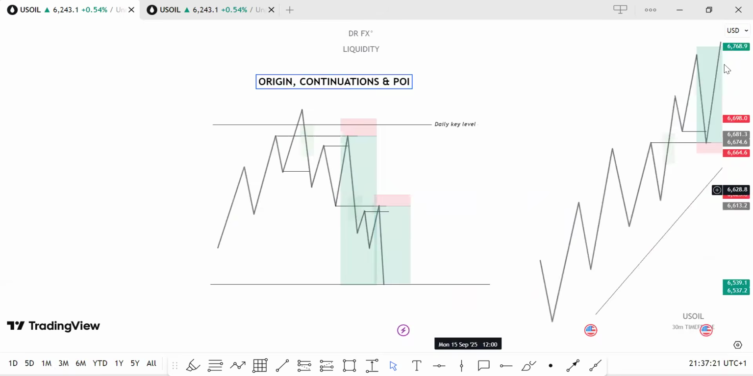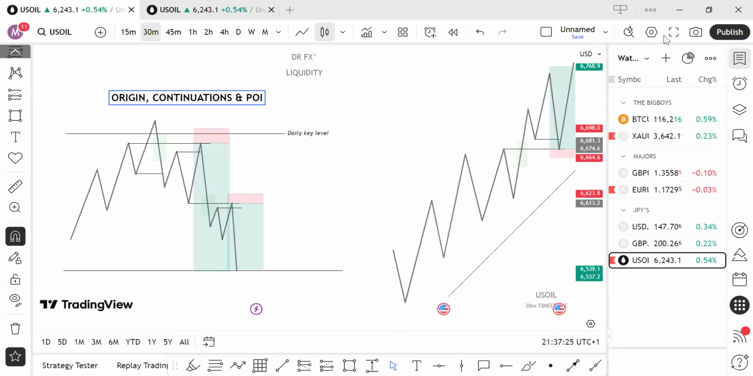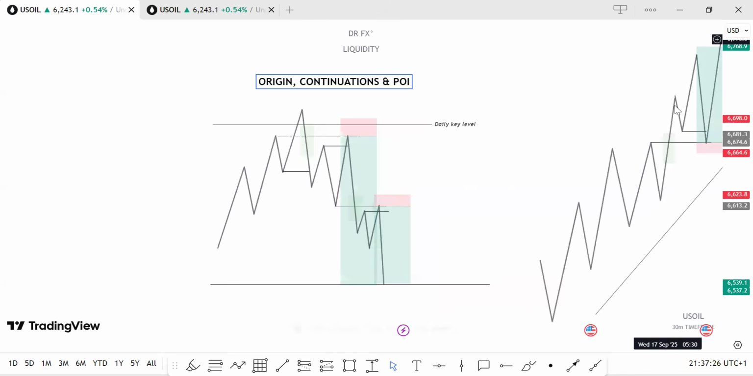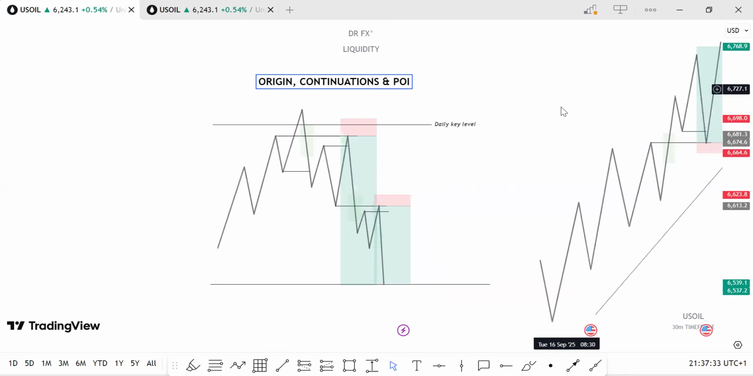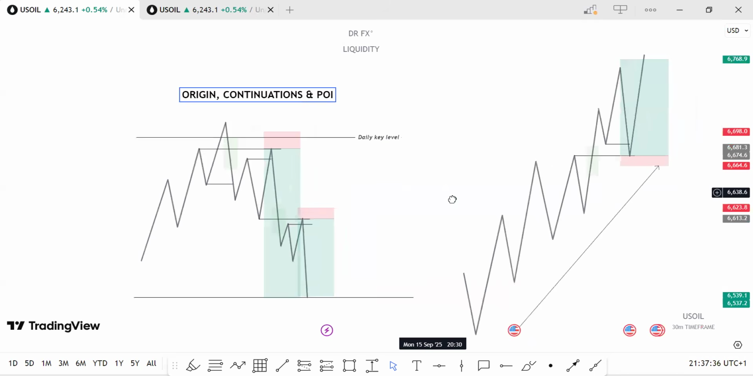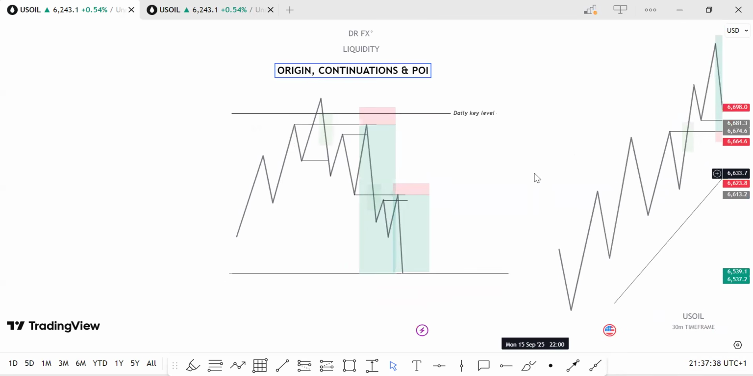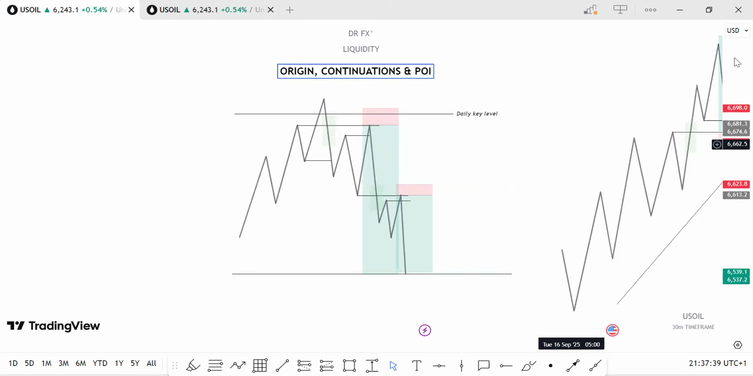So quickly we go into the chart. Let's go to NZDJPY. This is where I saw a couple of setups yesterday. Oh God, my network is bad. It's not going to allow me to do what I want to do.